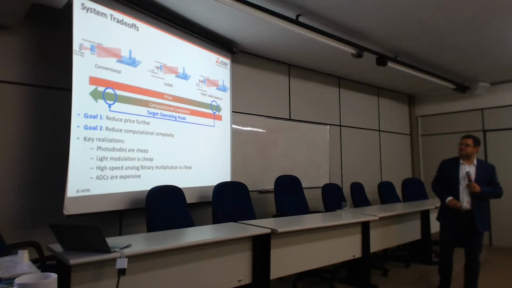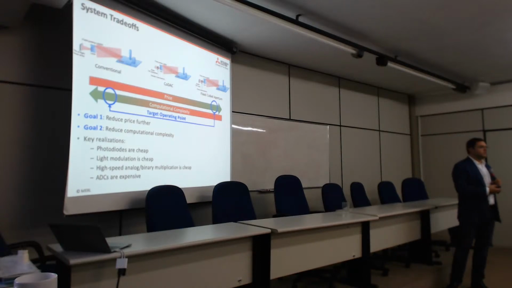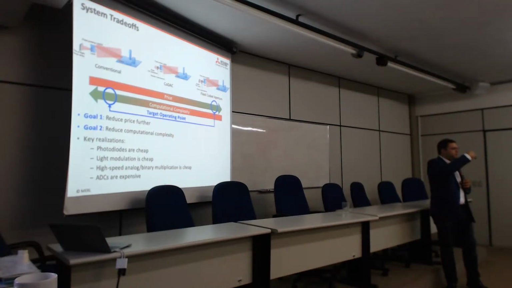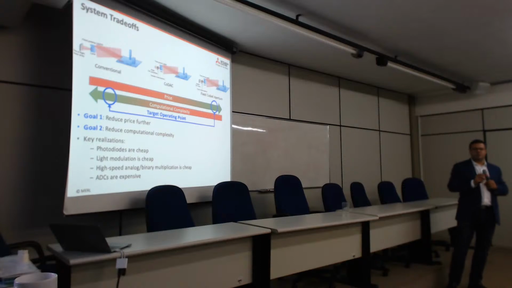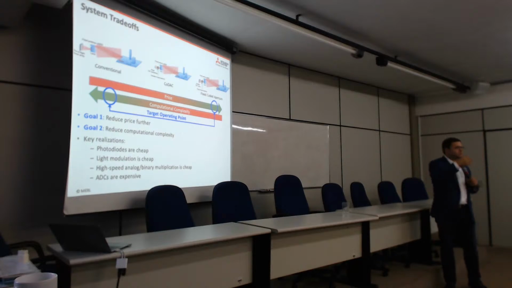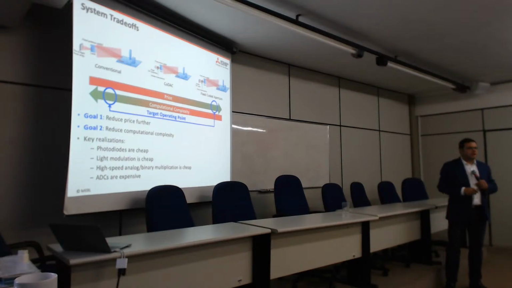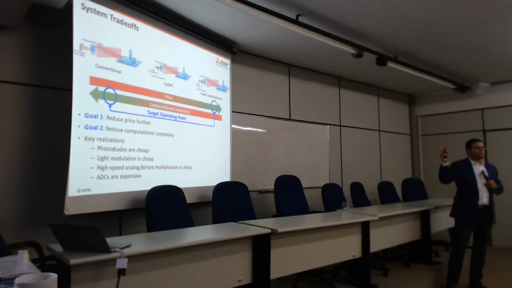And the key realization here, when you look at those systems, and that comes back to what I was telling you in the beginning: when we say cost, we need to understand what is cost. Photodiodes are cheap. Light modulation is cheap. High-speed binary multiplication is also cheap because your cell phones do it all the time. Analog to digital converters at those sampling frequencies are very expensive.